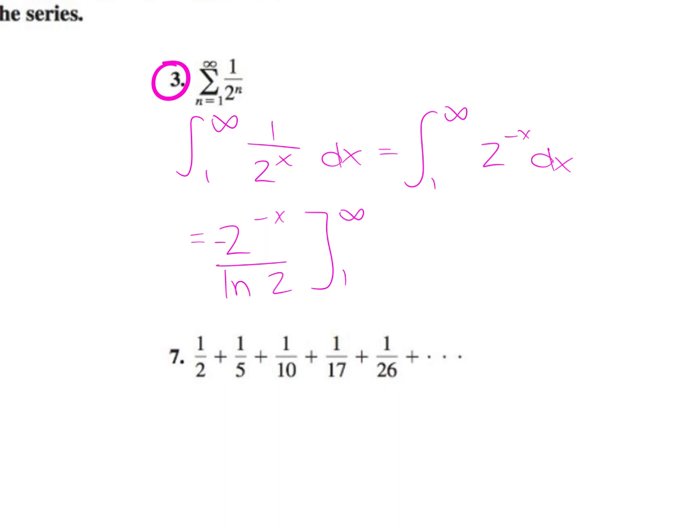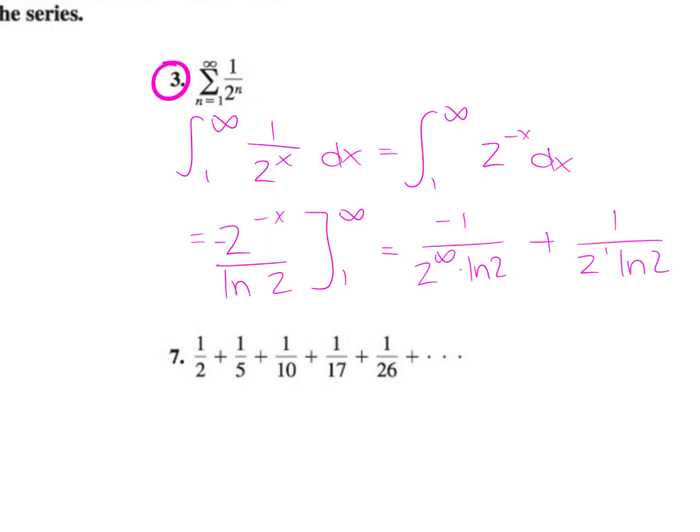All right, so then we go and plug it in. I would still like that 2 to the negative x to be on the bottom because that's going to help me when I plug stuff in. So when I do my f of b minus f of a, it's negative 1 over 2 to the infinity times the ln of 2. Minus a negative turns into a plus 1 over 2 to the first times the ln of 2.